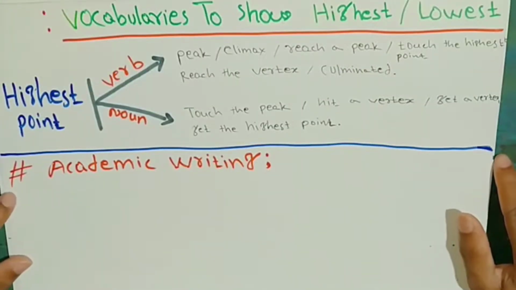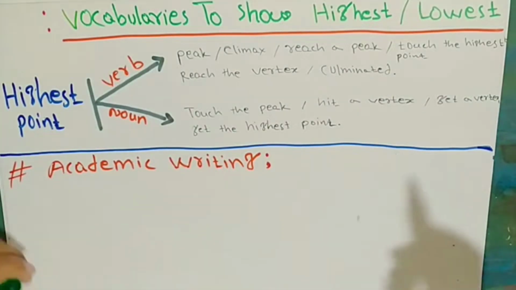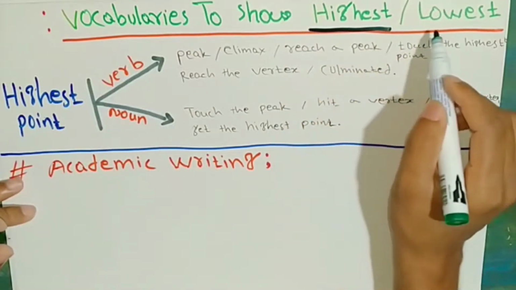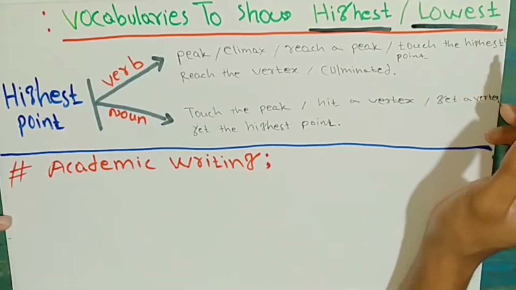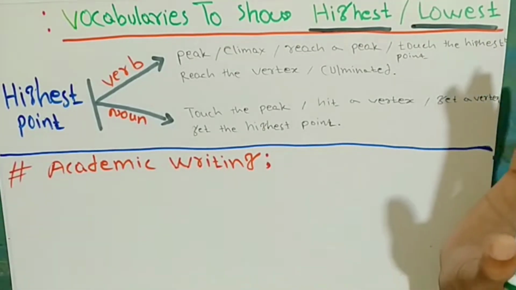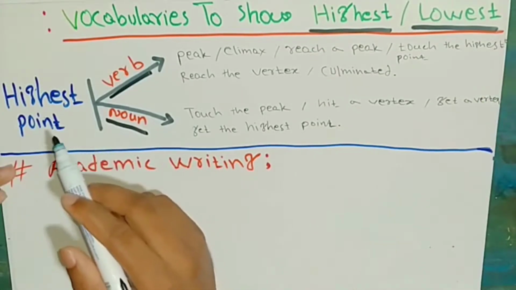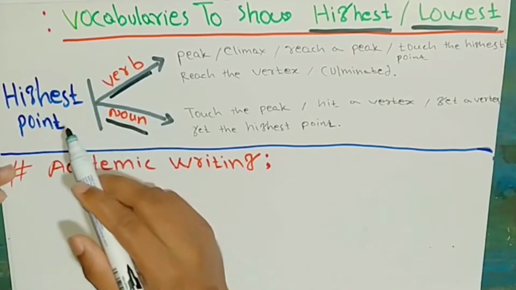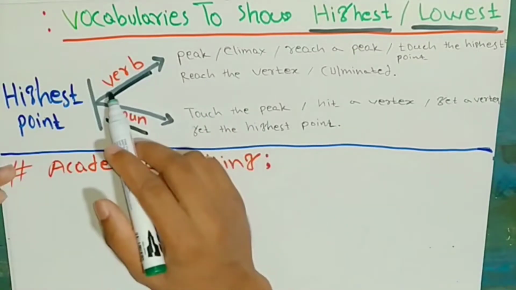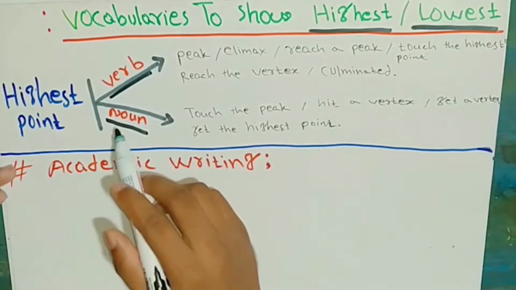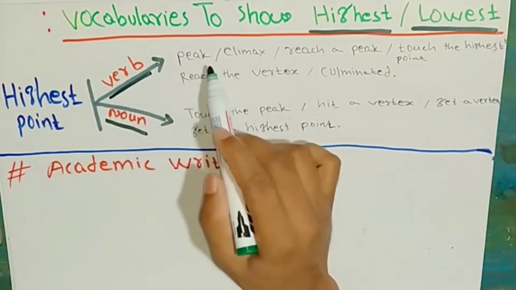So guys, we have some words here to show the highest and the lowest point of the graph, right? These vocabulary are very important for you. If you want to show the graph is at the highest point, then we have here some words for the nouns and some words for the verbs, right? So let's see what verbs we present for the highest point.